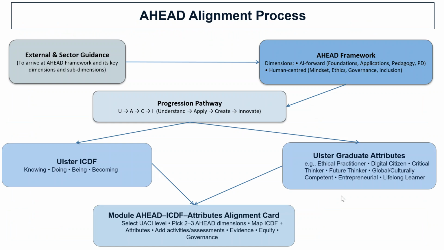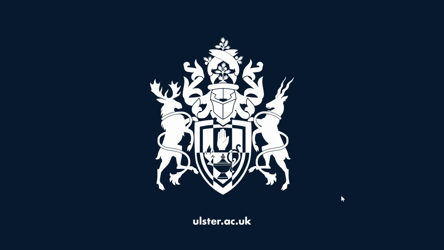And ultimately, what we're suggesting is, through the attributes alignment card, that we just pick 2 to 3 AHEAD dimensions and map this to 1 or 2 activities or assessment elements within your overall module. And hopefully that is useful for you as you take the module forward.